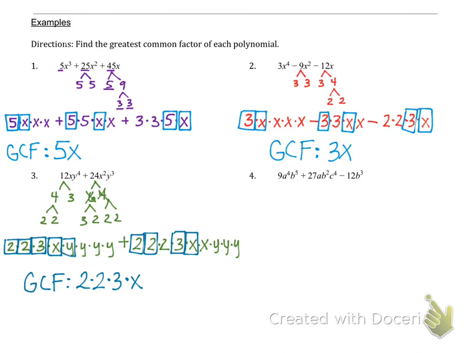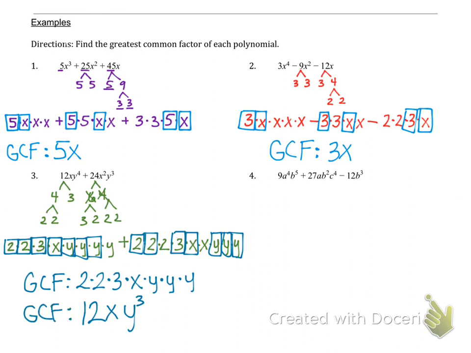We have a y. We have another y. We have 2 y's. And we also have a third y in common. So if I simplify this, our greatest common factor would be 2 times 2 times 3, which is 12. We have 1 x and we have 3 y's, so y cubed. So our greatest common factor for this polynomial is 12xy cubed.